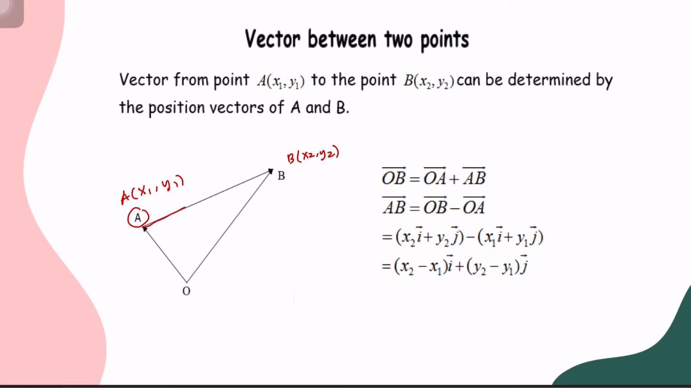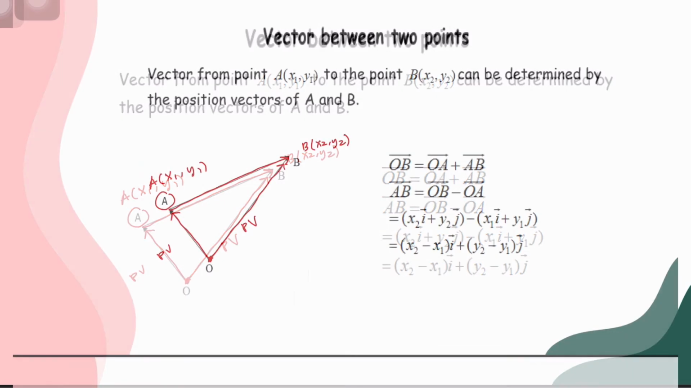So from point A to the point B, this one is the vector, which can be determined by the position vector of A and B. Position vector means from the origin to point A and from the origin to point B. So the position vector of A is from the origin to the point A, and the position vector of B is from the origin to the point B.